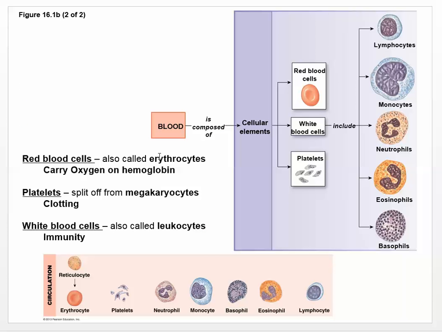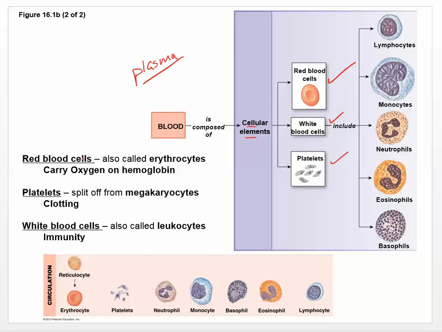Okay, so to start with that, blood is composed of, first of all, plasma, which is the liquid part of blood, and we'll say more about that in a minute. But the cellular elements, the cells that are in blood, include red blood cells, which we should be familiar with because they're the ones that carry oxygen. They have hemoglobin and they carry oxygen. And then the white blood cells, which are involved in immunity, and then platelets, which are involved in clotting.